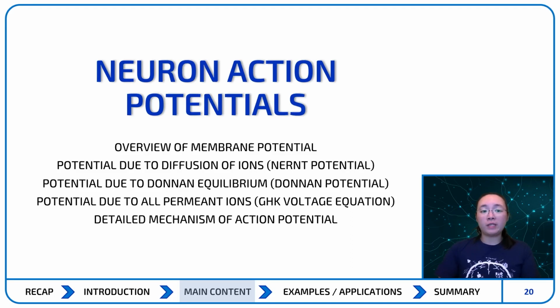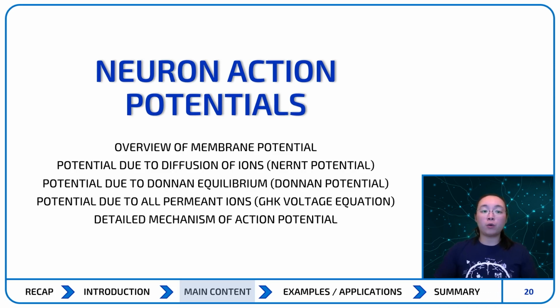In this section, we'll be taking a look at neuron action potentials. That's basically how neurons send signals to other neurons and create a chain of electrical signals that pass on from one neuron to another in a neural network.